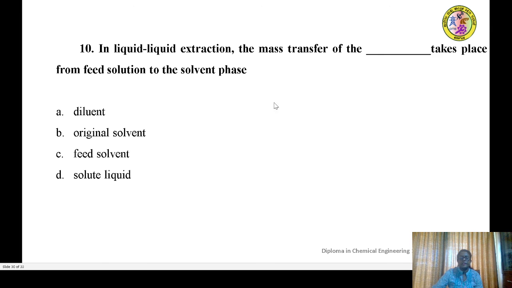Hope all of you got the right answer. It is the solute liquid. The solute liquid, the part of the feed solution which is undergoing mass transfer from the feed to the solvent, is the one that is undergoing mass transfer in the operation. It is not the diluent, original solvent, or feed solvent. These three terms represent the same component of the solution. Whichever component is not undergoing mass transfer is called diluent or original solvent or feed solvent. So the right answer here is solute liquid.